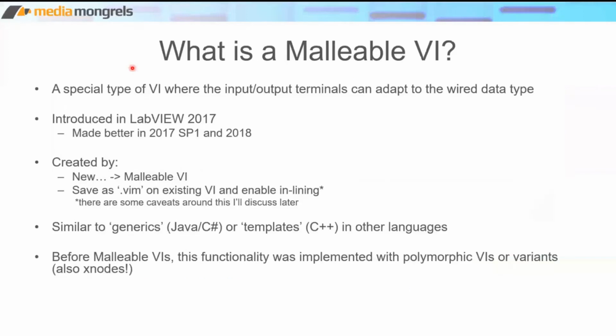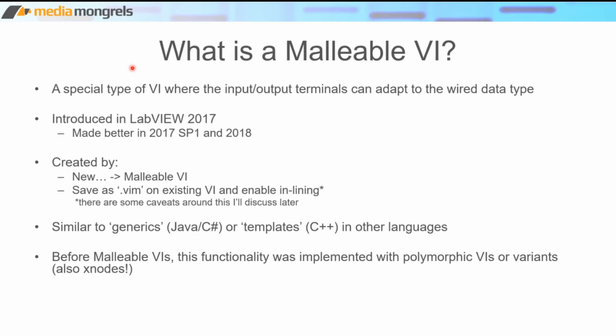So what is a Malleable VI? It's a special type of VI where the input and output terminals automatically adapt at edit time to the wired data type. It was a feature introduced in LabVIEW 2017. It was made a lot better in SP1 of 2017. I think it got better in 2018, and as I found out when revising this presentation for today, they're even better in 2019.